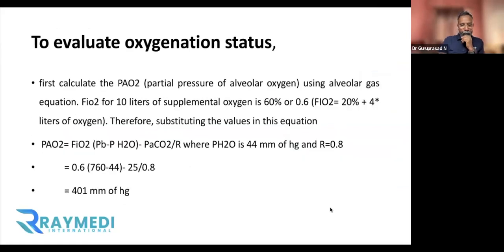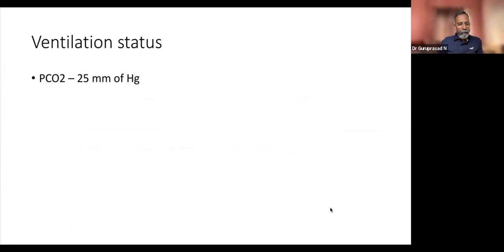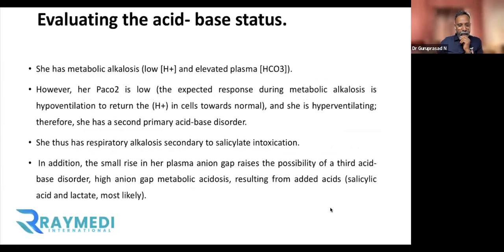So next, you calculate the AA gradient. Sorry, the alveolar O2 has come as 401. The PO2 is 60, so the AA gradient is very high. So definitely there is a lung pathology, and probably because the patient has rheumatoid arthritis, you can think this patient may be having an interstitial lung disease, which is suggested by home oxygen in the history, or there may be aspiration. So there is definitely a lung pathology. The PCO2 is 25, so there is a respiratory alkalosis.